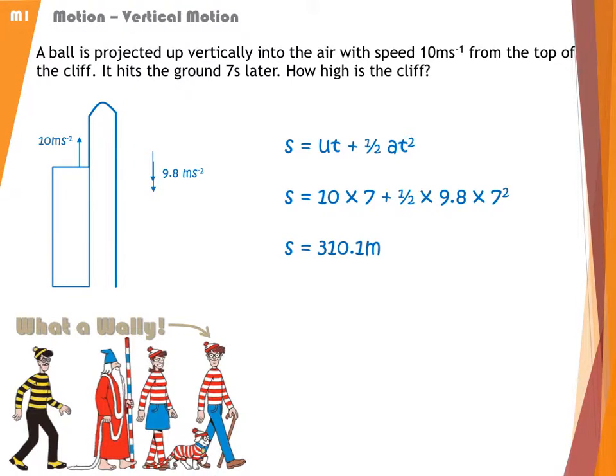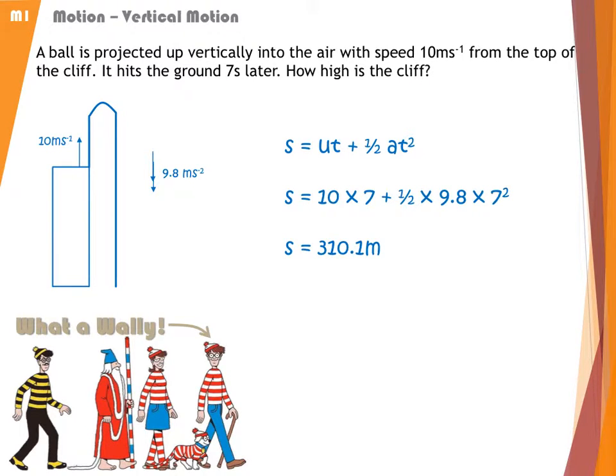So here's our first sort of big mistake, just a big thing to watch out for so that you don't end up making this mistake yourself. Very similar question. You've got a ball projected up vertically with speed 10. So we've got speed 10 here, they've done that bit absolutely fine. They've got gravity on there of 9.8 acting downwards with a double arrow, that's all fine. And it hits the ground 7 seconds later. And they're asked to find how high is the cliff.